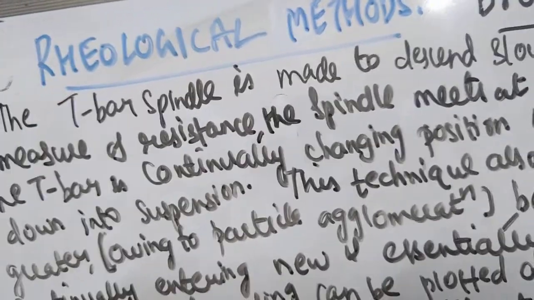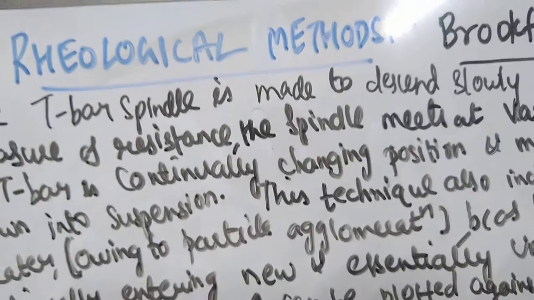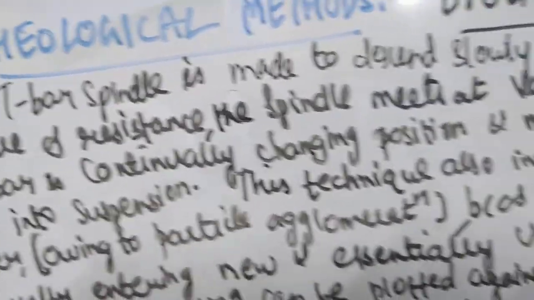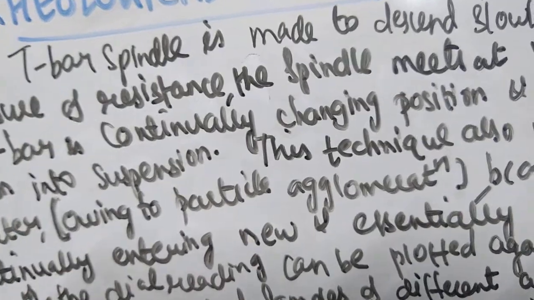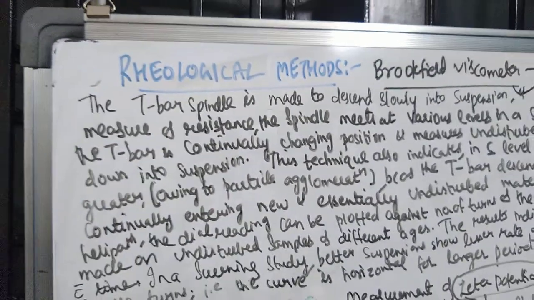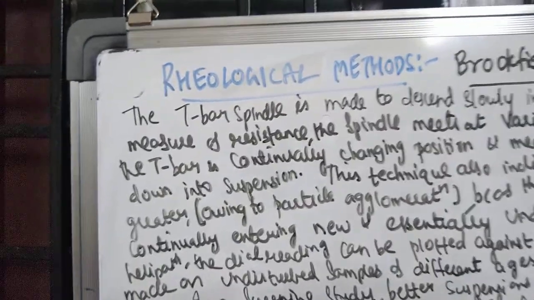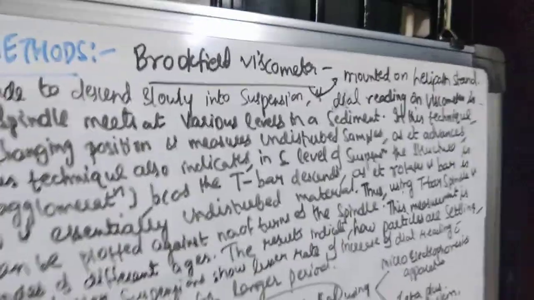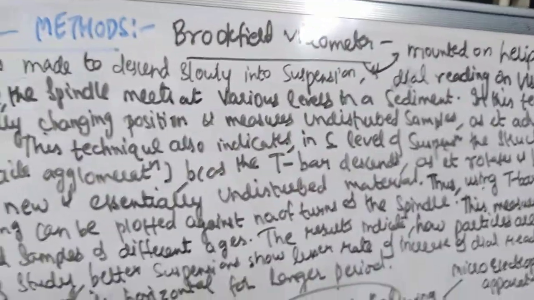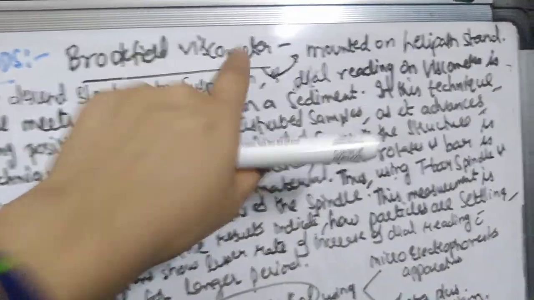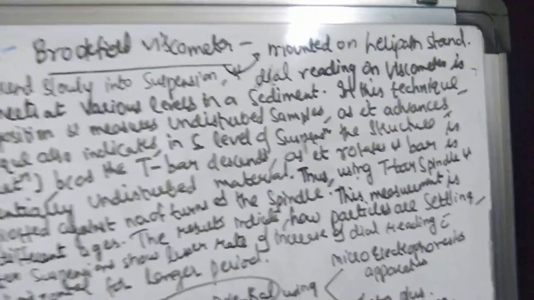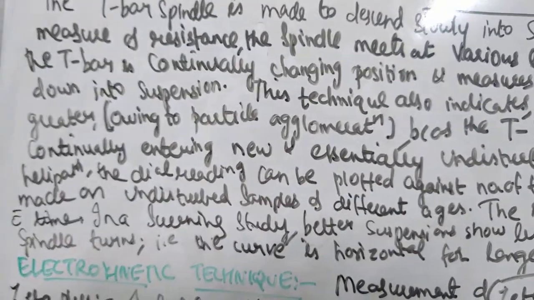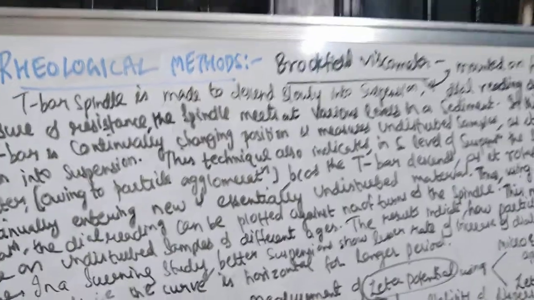Okay, the majority of these rheological investigations of suspension systems have been done at high shear rates. For the present testing of the rheological method, that is the viscosity measurement of suspensions, we have a practical approach which uses a Brookfield viscometer. So let us discuss what a Brookfield viscometer is. A practical approach of measuring viscosity involves using a Brookfield viscometer mounted on a helipath stand. It has a T-bar spindle, and that T-bar spindle is made to descend slowly into a suspension.